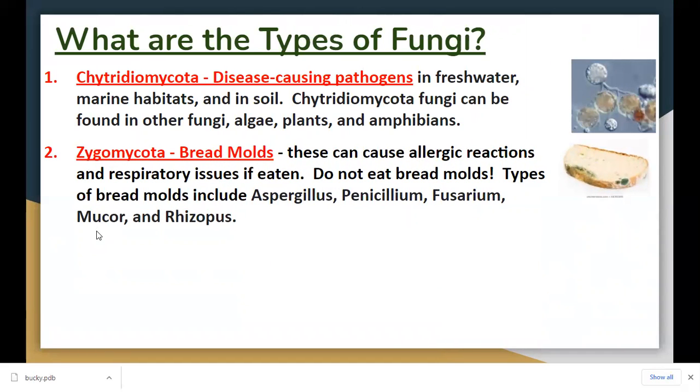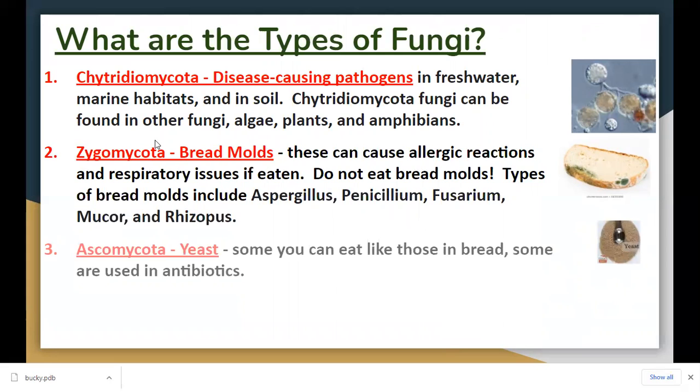The second type of fungi is a zygomycota. Those are the bread molds. These can cause allergic reactions and respiratory illness if you eat the mold. Do not eat bread molds. Types of bread molds include these ones here: Aspergillus, Penicillium, Fusarium, Mucor, and Rhizopus.